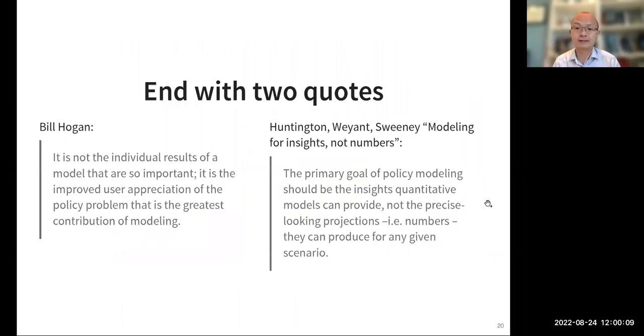So that's an example. Let me end with two quotes. I started with two quotes, from George Box and Albert Einstein. These two quotes help us understand how to interpret models. One is from Bill Hogan: it is not the individual results of a model that are so important. It is the improved user appreciation of the policy problem that is the greatest contribution of modeling.